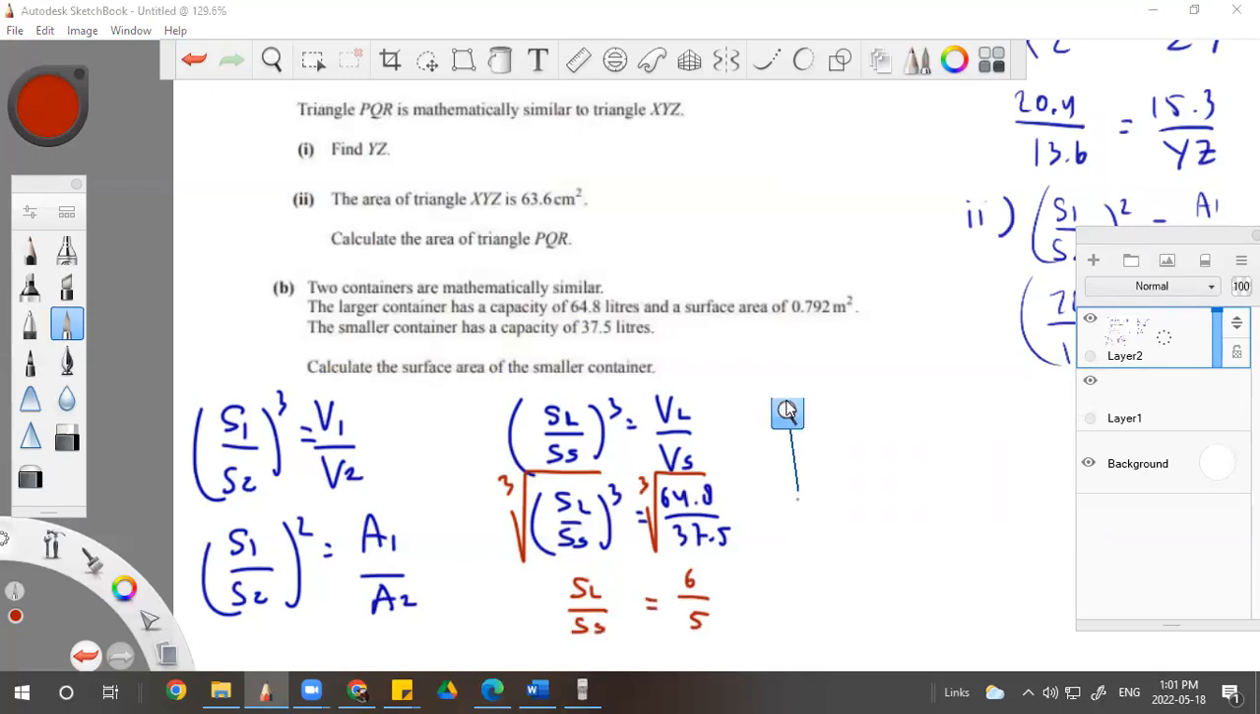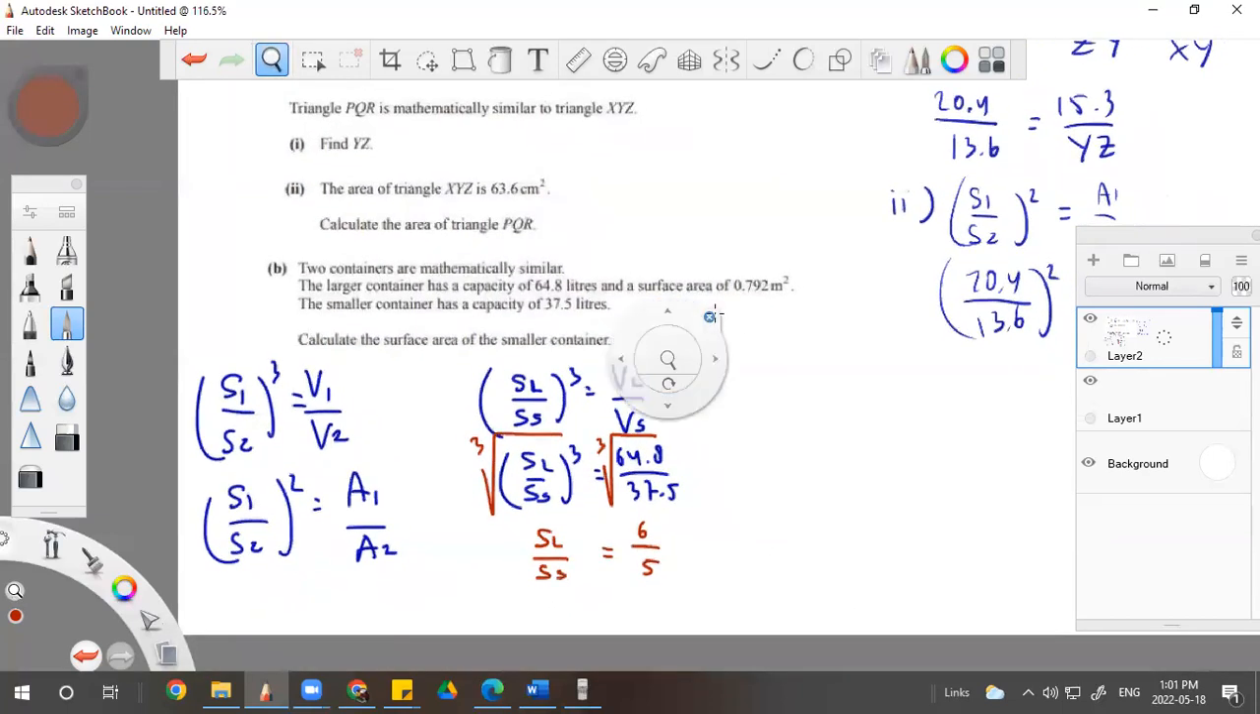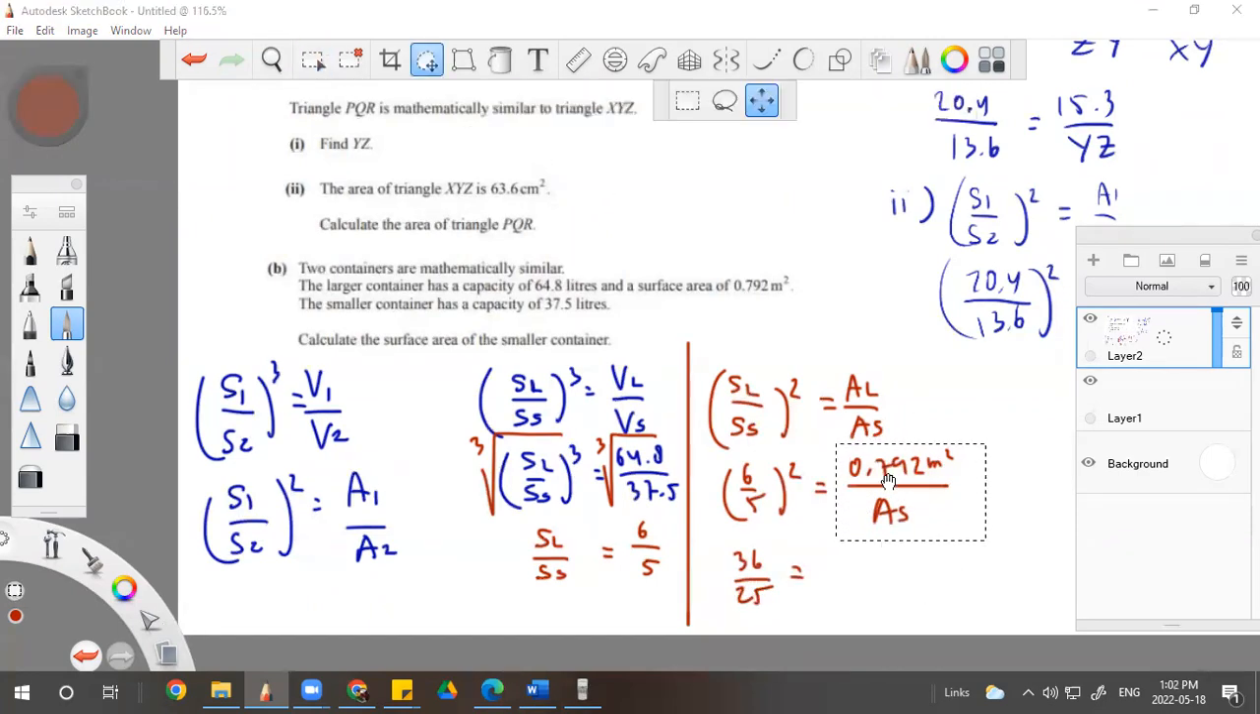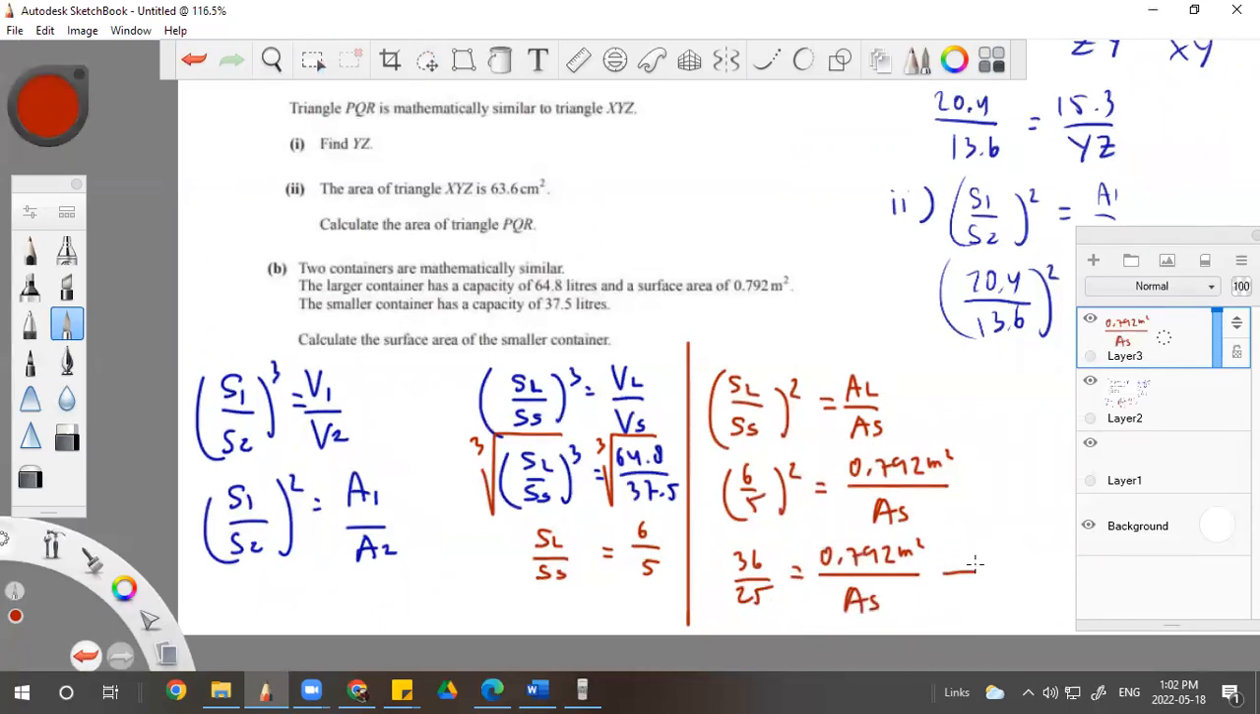Next, it asks for the area of the smaller. So square it again. Side large over side small, squared, then we use the area rule: area large over area small. This is 6 over 5 squared equals area of the large, 0.792 meter square, over the area of the small. Calculate it yourself, guys. I won't calculate it, I'm sure you can. Do it yourself to obtain the area of the smaller container.